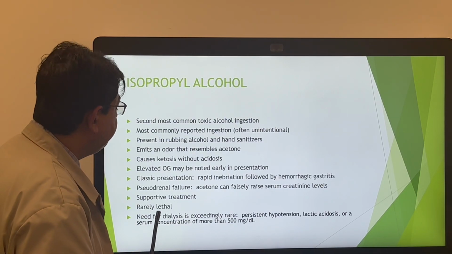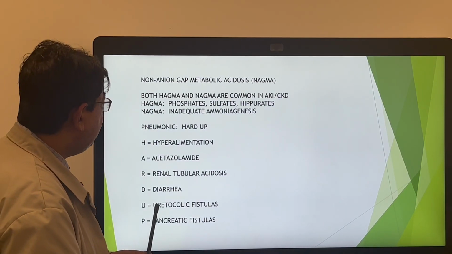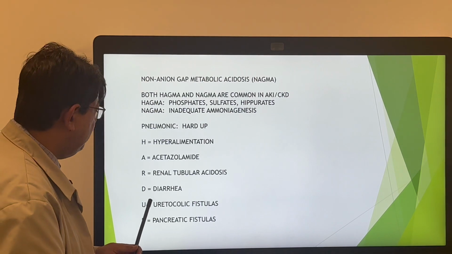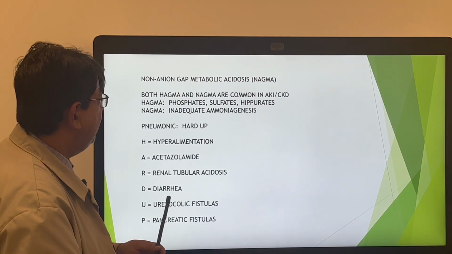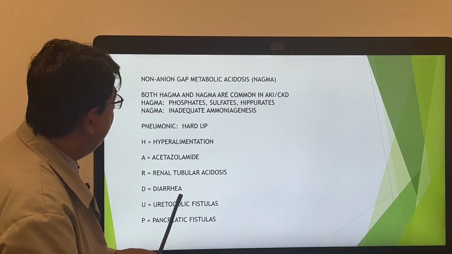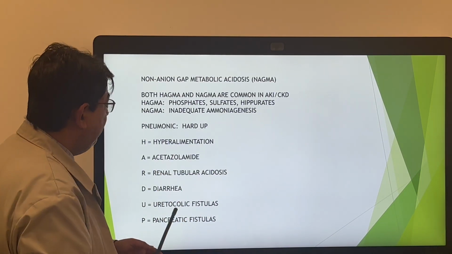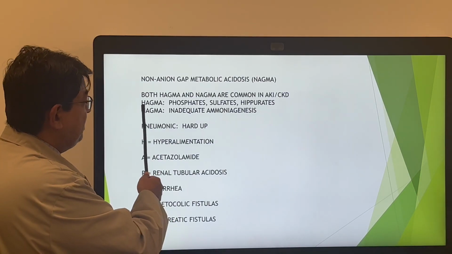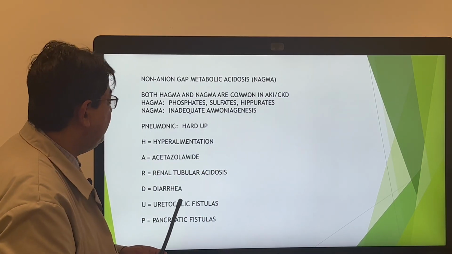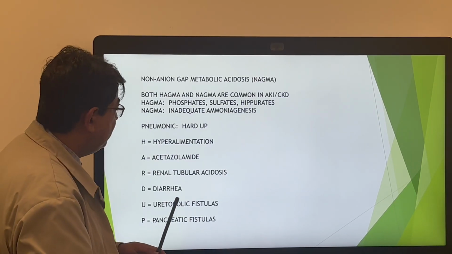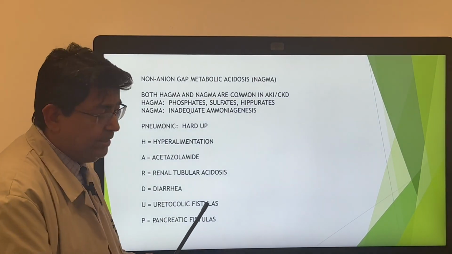per deciliter. Next slide. Let's talk about non-anion gap metabolic acidosis. Thing to remember is that in AKI and CKD, you're going to have a combination of high anion gap and non-anion gap metabolic acidosis. The high anion gap metabolic acidosis is due to accumulation of phosphates, sulfates, and hippurates. The non-anion gap metabolic acidosis is due to inadequate ammoniogenesis.